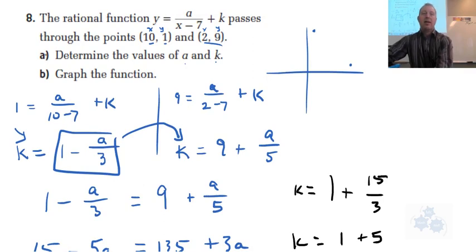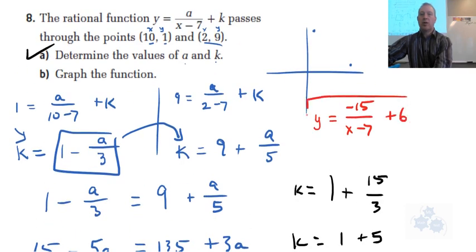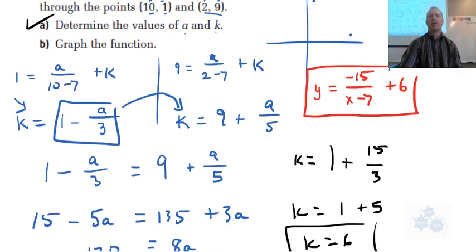Okay, and then that's it. So that's a, that's the big thing. And then graphing it is not a big deal. I'll let you do that on your own. But y equals, so now we've got negative 15 over x minus 7, plus 6. So this is what you're going to graph. Does that match up with the solutions there? Everybody okay with that? All right.